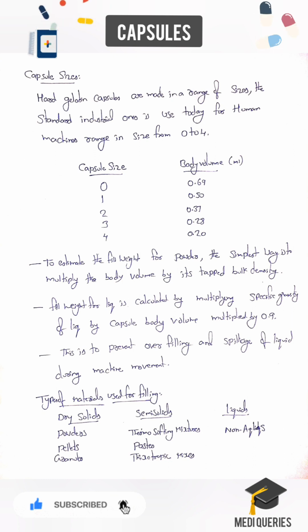To estimate the fill weight for the powder, the simplest way is to multiply the body volume by its tapped bulk density. Fill weight for the liquid is calculated by multiplying the specific gravity of the liquid by the capsule body volume multiplied by 0.9. This is mainly used to prevent overfilling and spillage of the liquid during the machine movements.